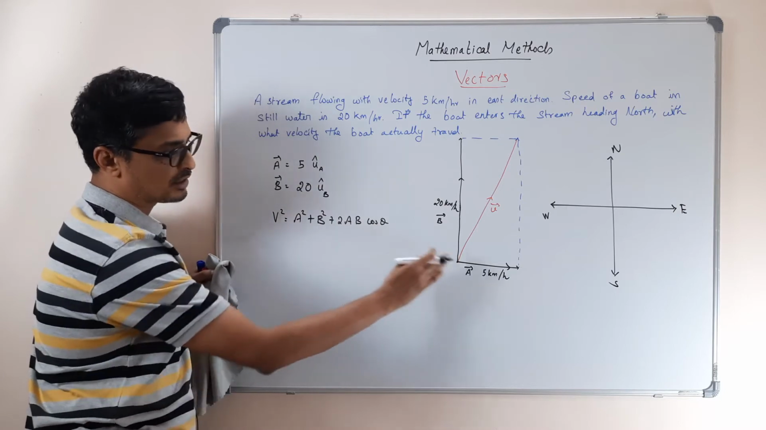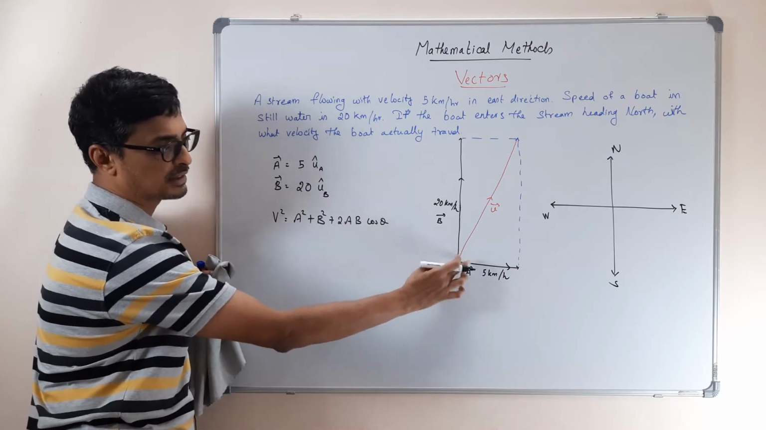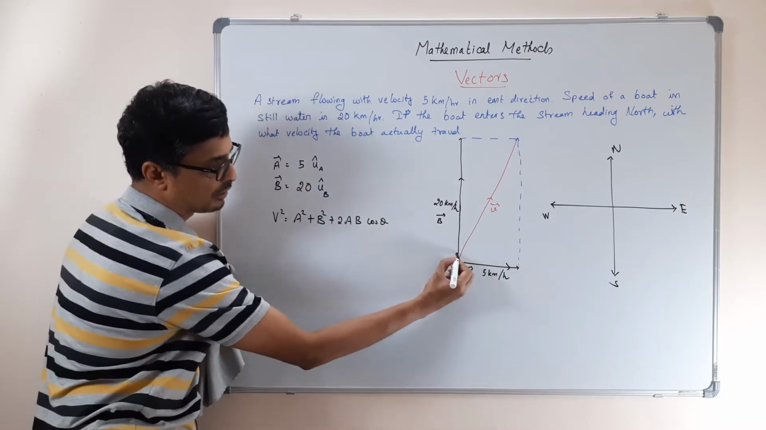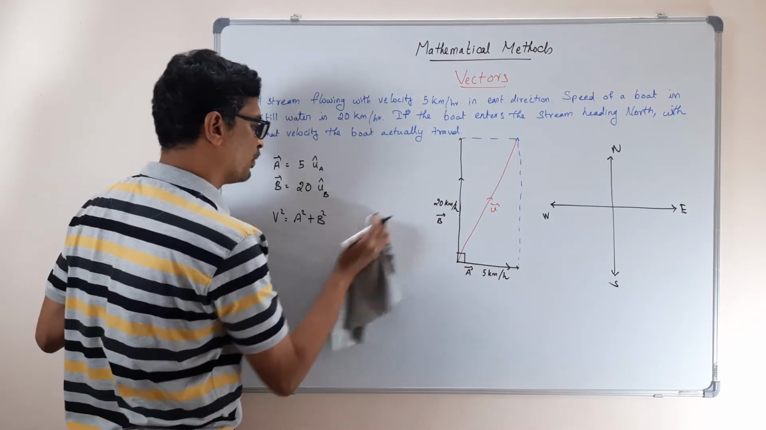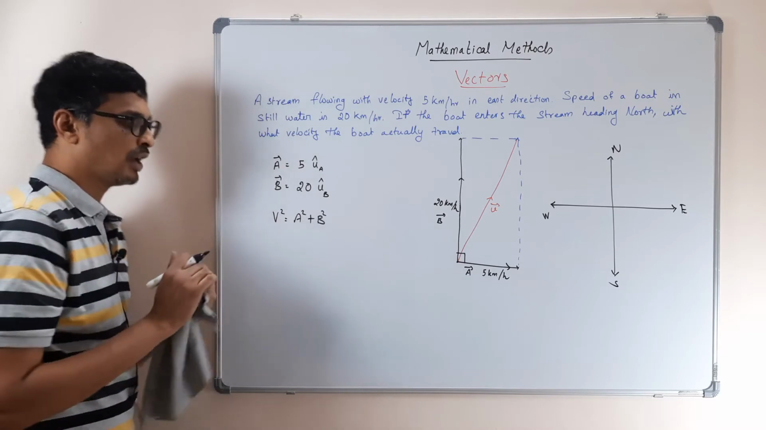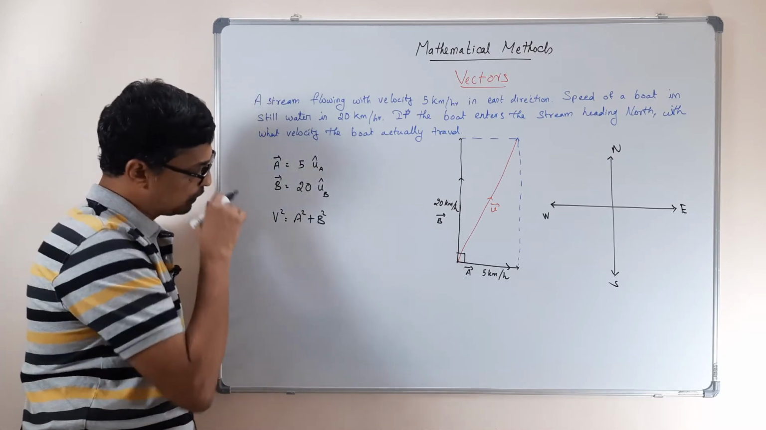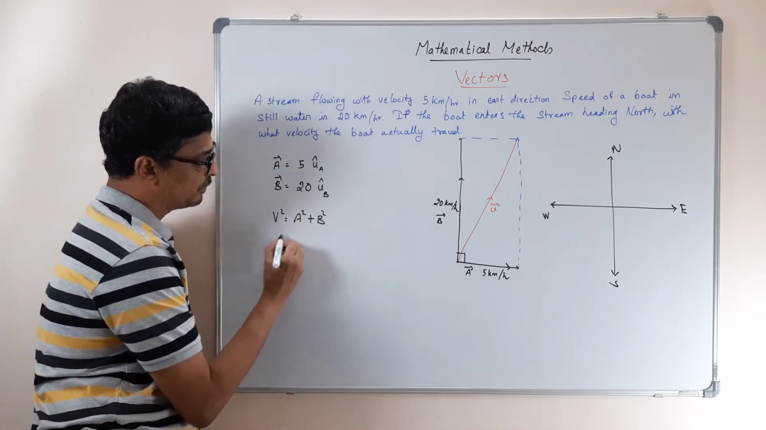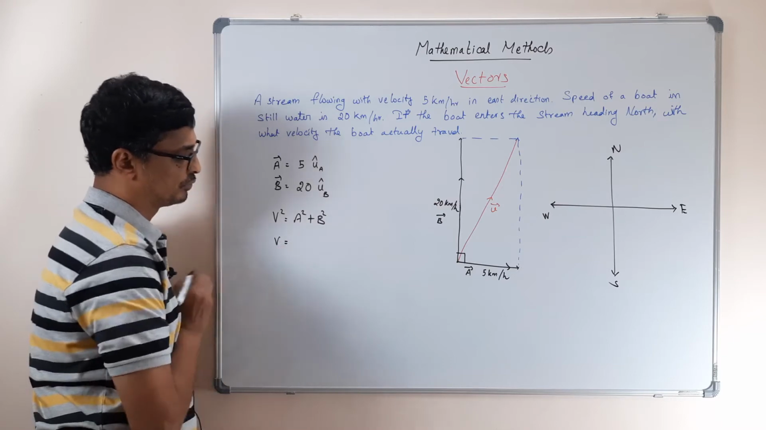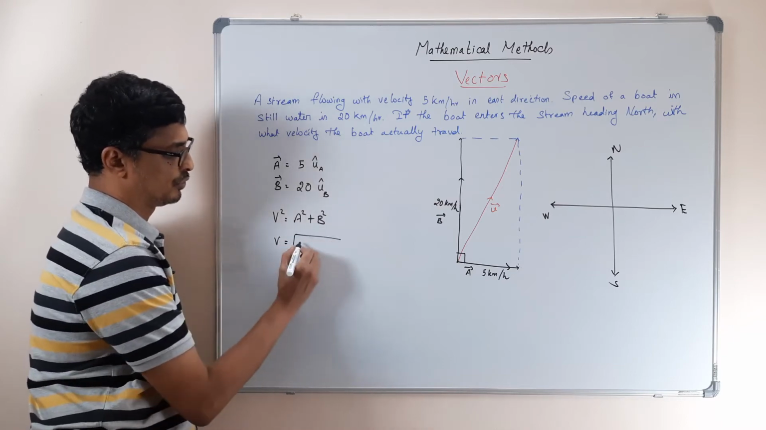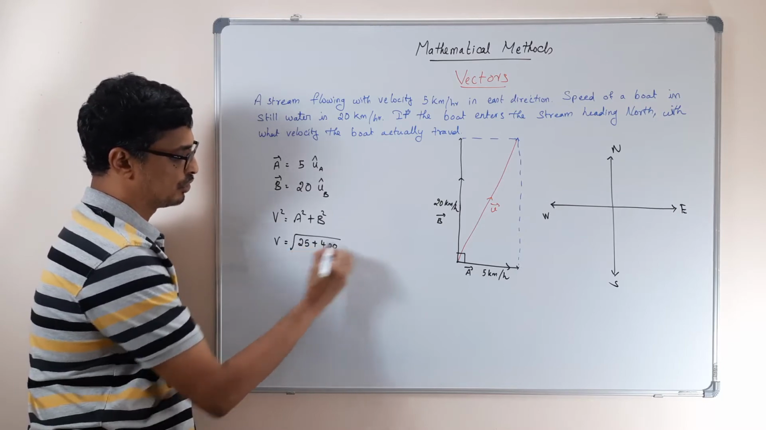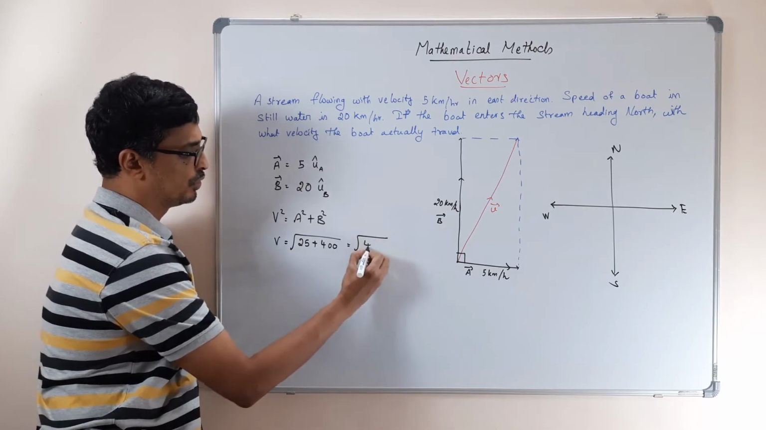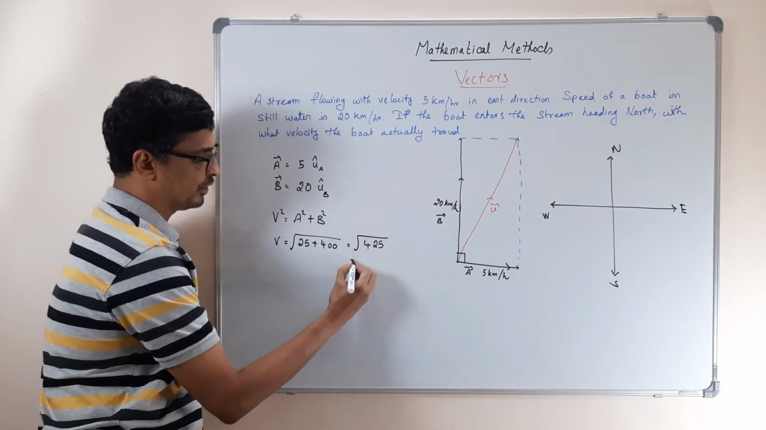Yeah, correct. Cos theta is 0 because the angle between these two vectors is 90 degrees. So this is the angle, 90 degrees. So this is 0. So what is going to happen? V square will be A square plus B square. Okay, so tell me. V equals root of 400 plus 25, 25 plus 400. So what will this be? Root of 425. Tell me what it is.